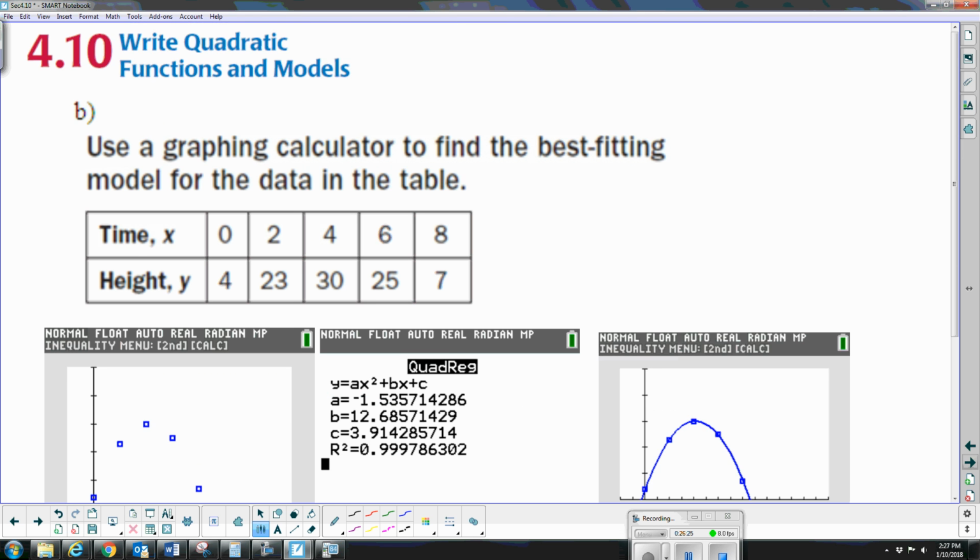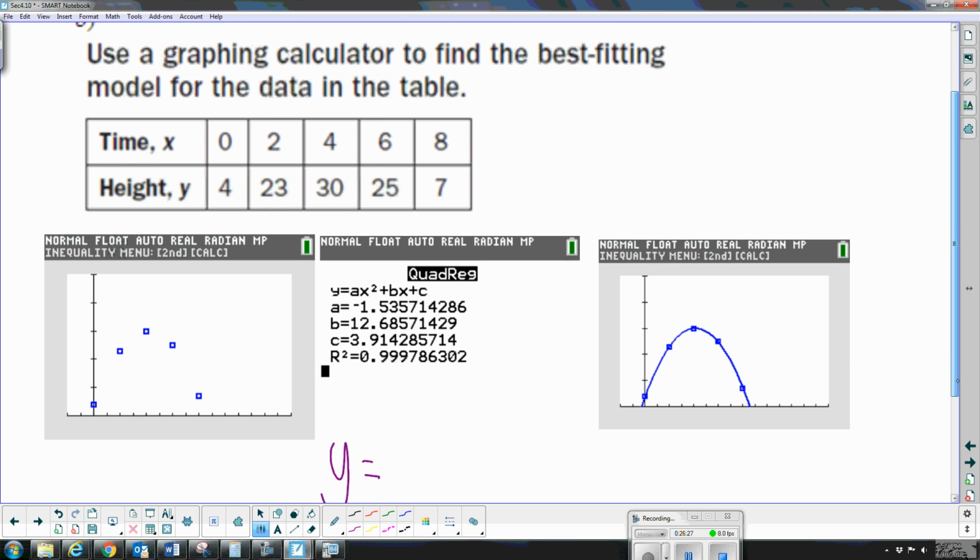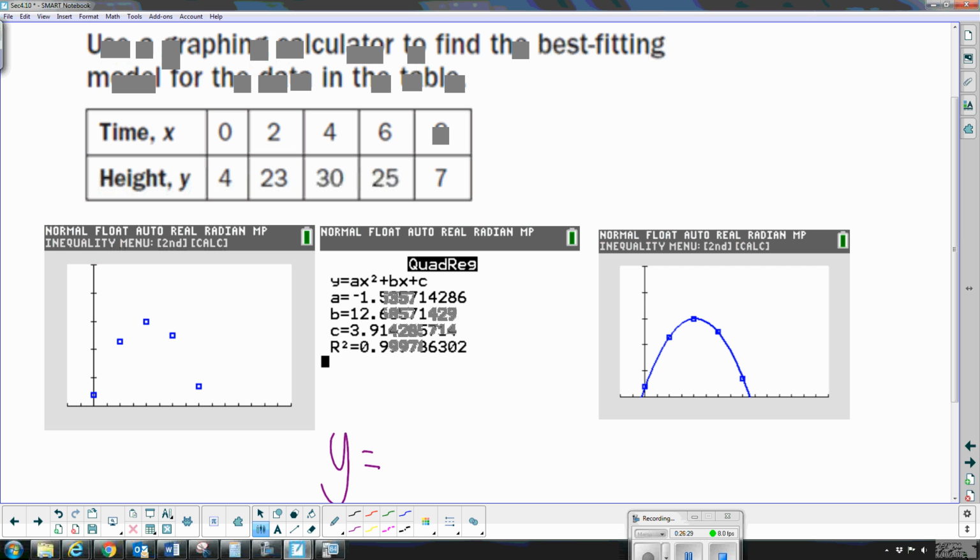I had written on here actually the solution for part B. So part B looks pretty similar. Here's what you should have gotten on your calculator. A scatter plot that is in the shape of what you would expect to be a parabola. So you expect a quadratic function for this.